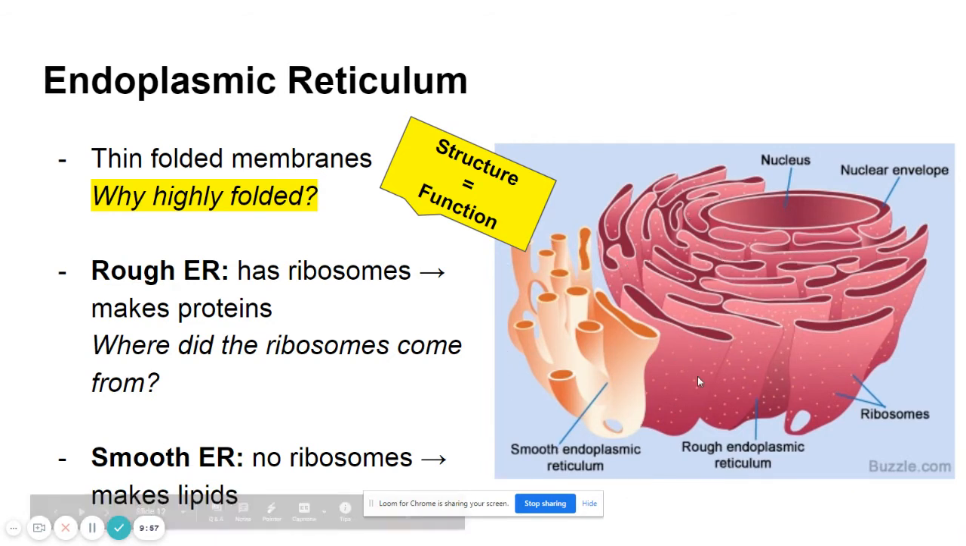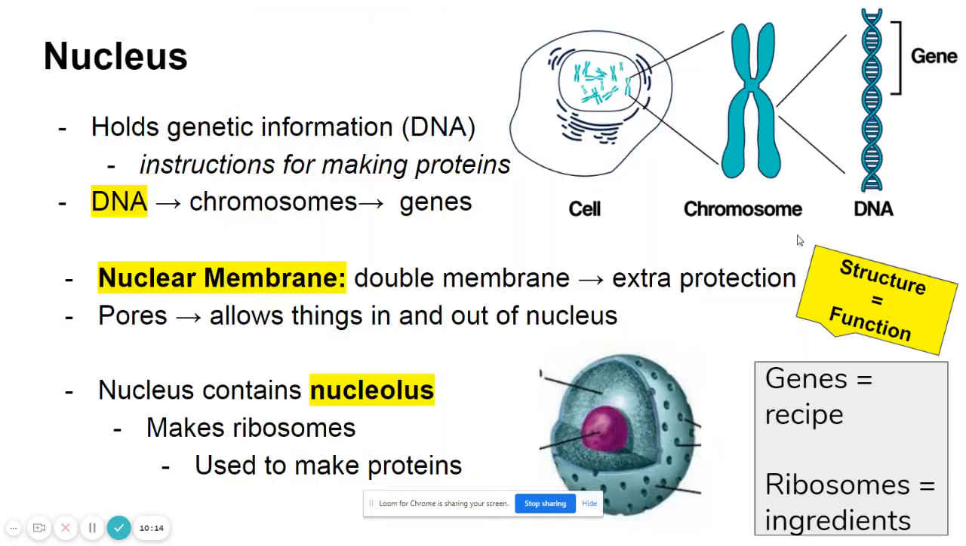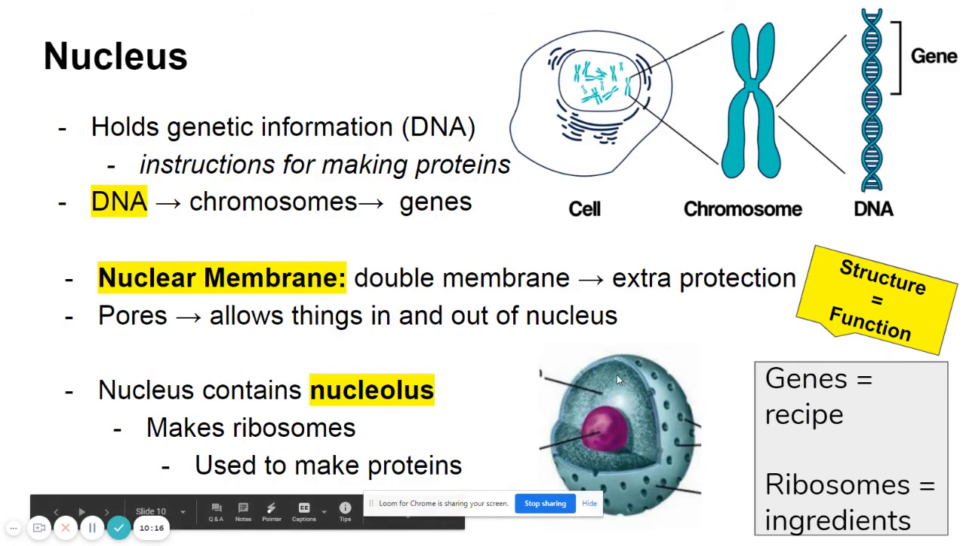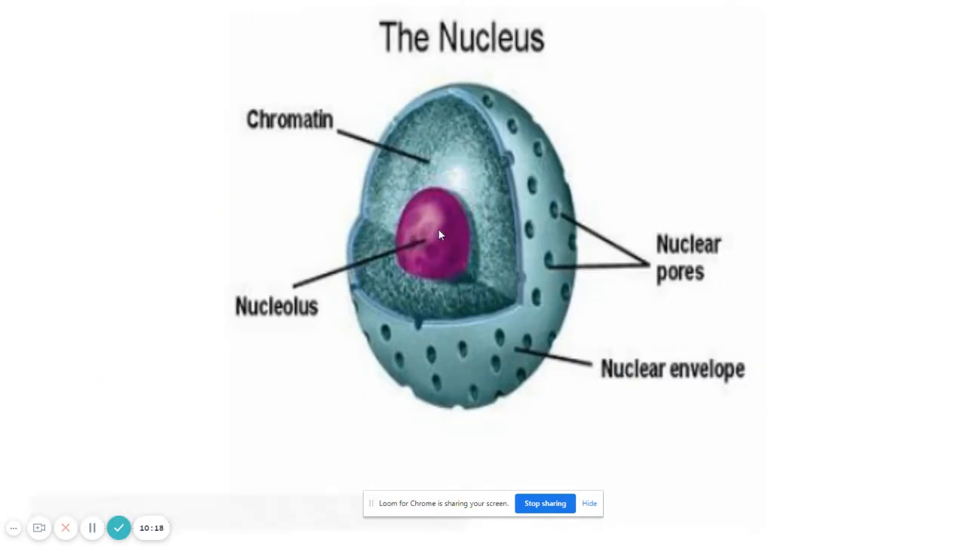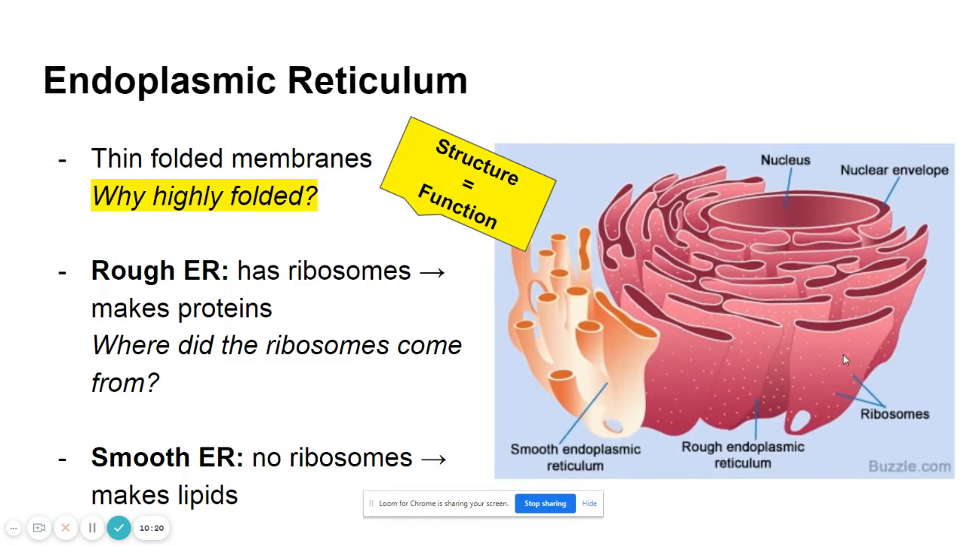Now, the rough ER is known as, or the reason why we say it's rough is because of its appearance. So notice that it has all of these tiny little dots on it. And these tiny little dots, you guessed it, are the ribosomes that came from the nucleus. So the nucleus makes the ribosomes, right here, in the nucleolus. They leave through the nuclear pores, and then they attach themselves to the rough ER.